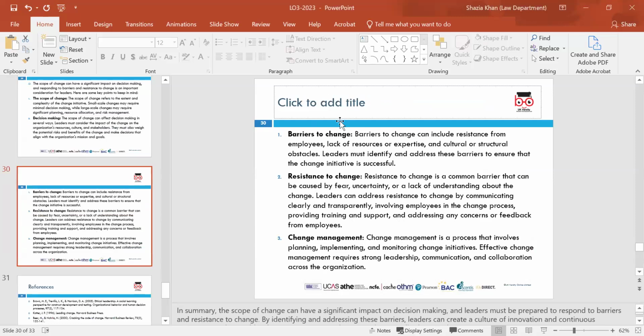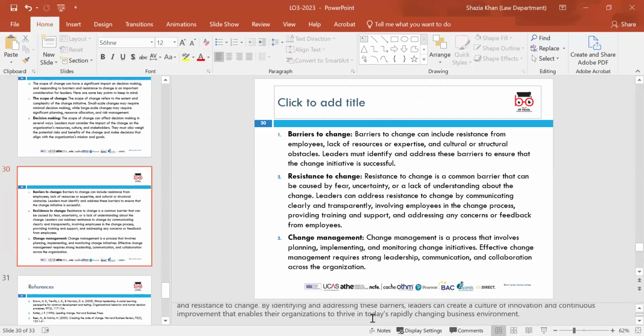Also, barriers to change can include resistance from employees, as we mentioned, lack of expertise, and cultural obstacles. Responding to these barriers is really important. Leaders must address these barriers and prevent employees from leaving. Even if they're resisting change, make sure you try to overcome these barriers, because it is a big thing within an organization.